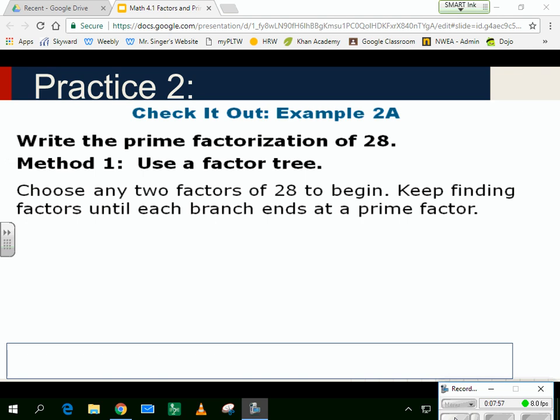All right, it's your turn. Try to find the factors of 28 and break it down for the prime factorization of 28. So remember, choose any two factors that make 28 first and start to break down each branch until all that's left are primes. Come back when you're done, and I'll show you what I came up with.